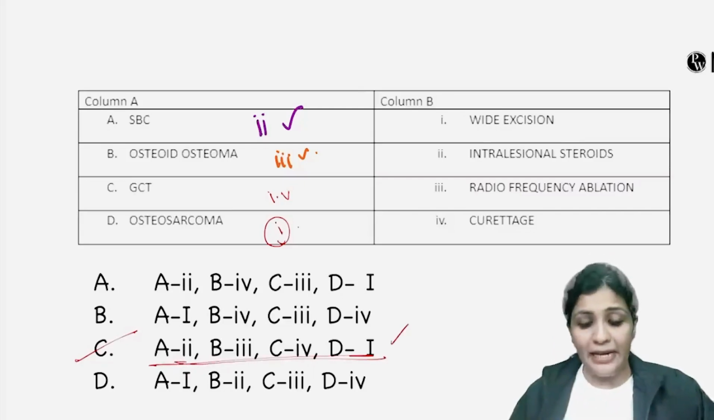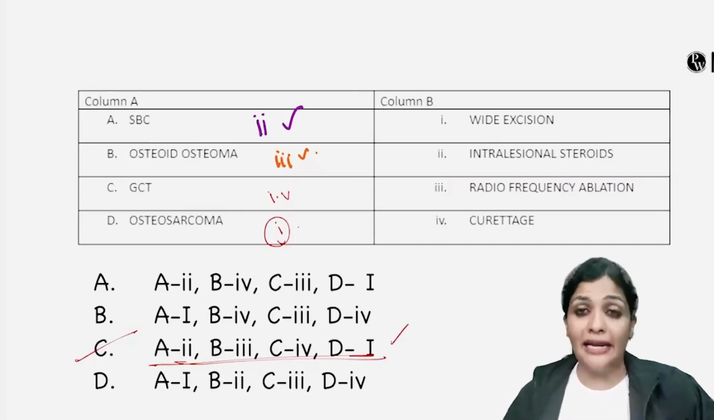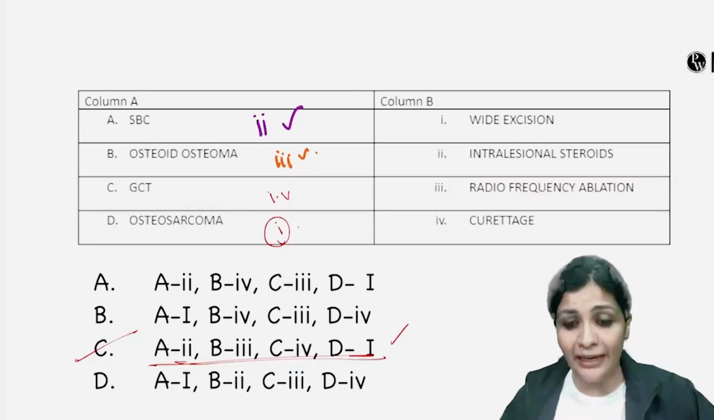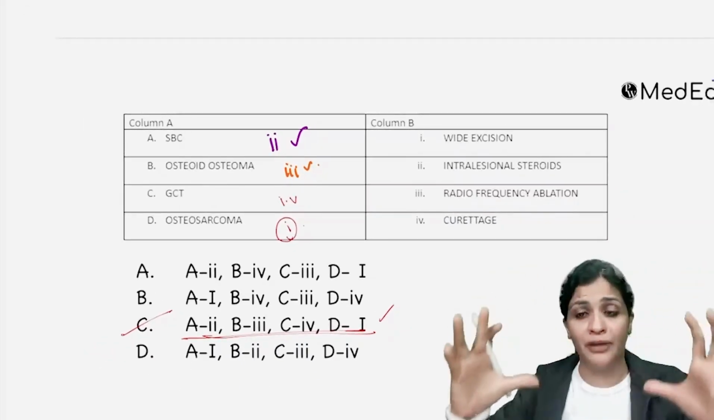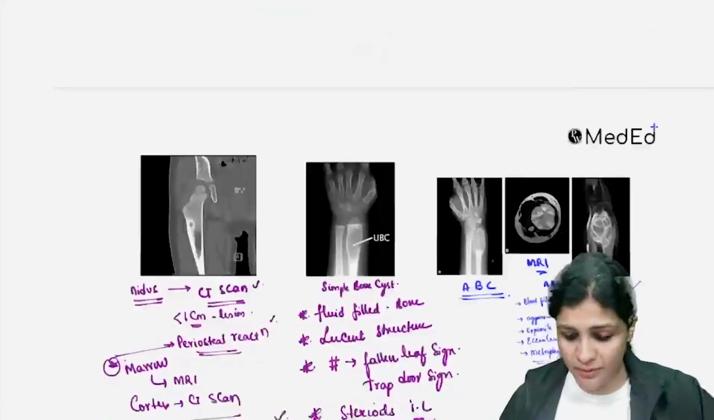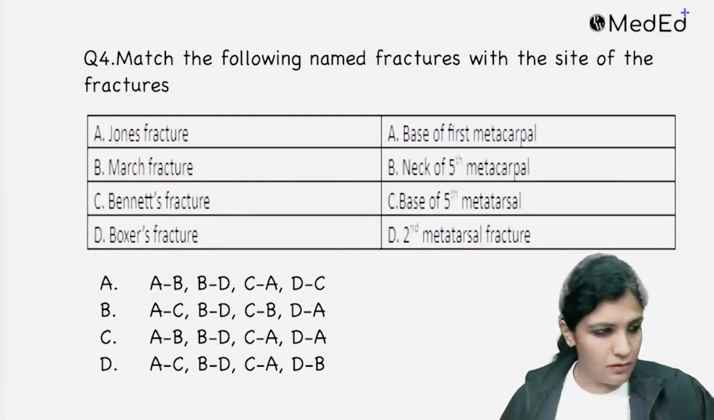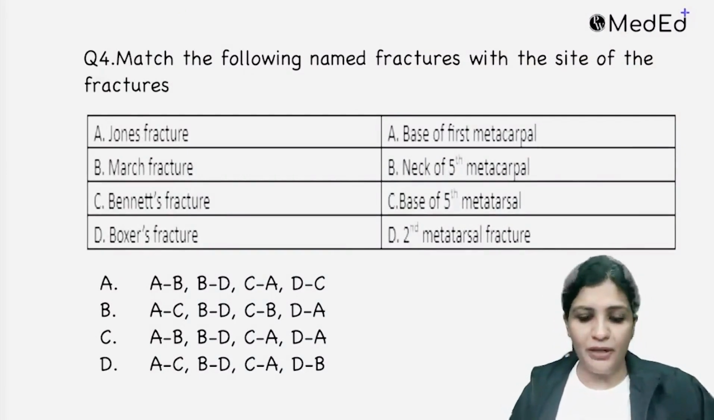So please remember that the simple bone cyst is treated by intralesional steroids, osteoid osteoma by radiofrequency ablation, and even ABC, the aneurysmal bone cyst, also is treated by radiofrequency ablation, right? And osteosarcoma is a very wide excision, like you have to completely remove the entire tumor and its compartment, right? Okay, any doubts? Any doubts? Please let me know. So no doubts, we are moving forward.